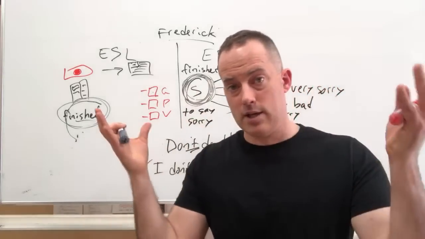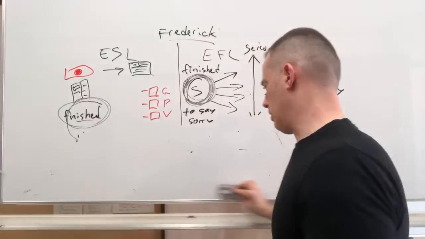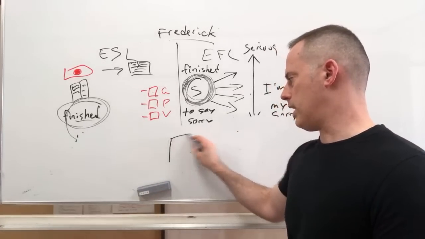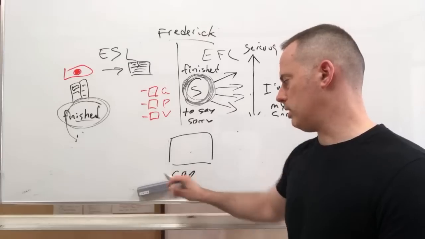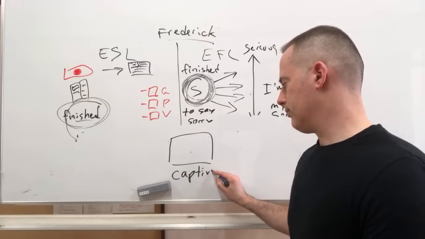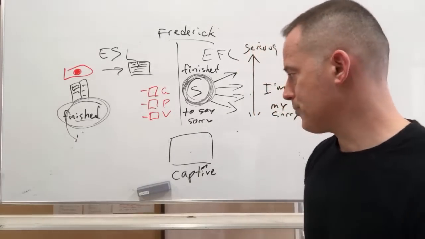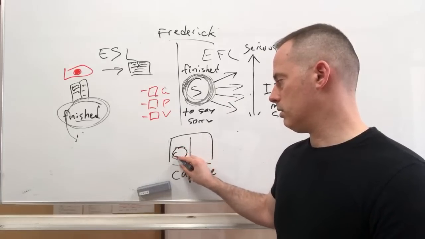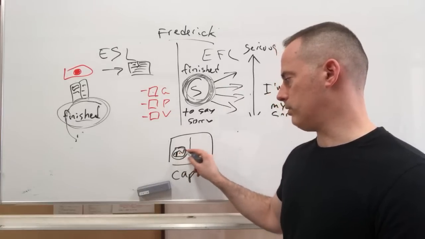So how do we make a word like a capture? So this is maybe a little bit easier to understand, but we would have an image. So the word is capture, or captive, I should say. This is one of the words in the app, captive. And so we have like a fish in a bowl or something like that.